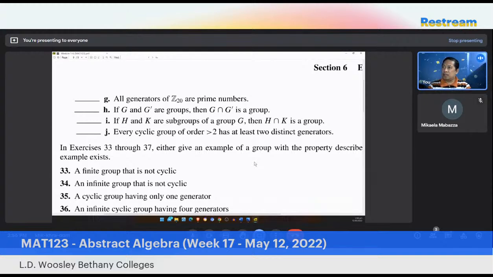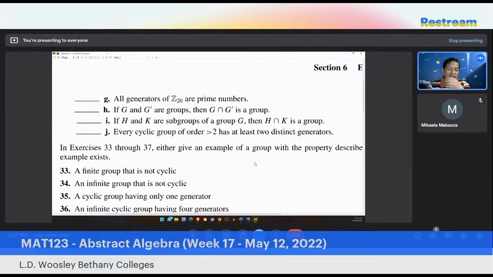If G and G prime are groups, then G intersect G prime is a group. What do you think? You could use ordinary algebra here. When G intersects G prime, what is their intersection? Normally, you were taught that in your set theory as well. This applies also to abstract algebra or algebraic structures. True? It's false. It's not a group. What you will produce is an empty set.